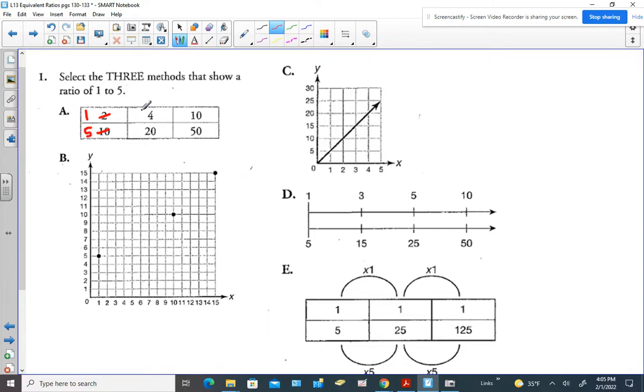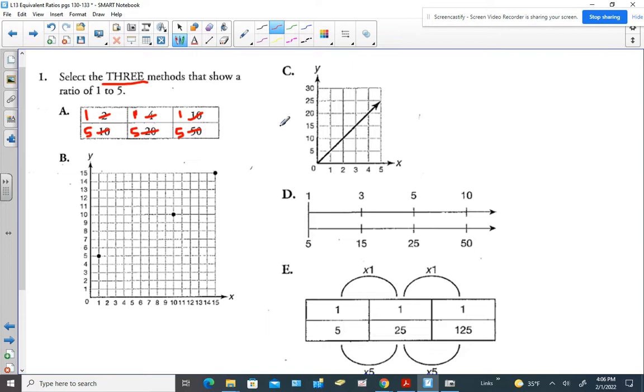But for us to pick that, we have to be able to say that for all the values in the table. These are both divisible by 4. If we do 4 divided by 4, we get 1. And if we do 20 divided by 4, we get 5. So far it's looking good. Let's make sure it works for the last one. These are both divisible by 10. 10 divided by 10 is 1. 50 divided by 10 is 5. So they all show that 1 to 5 ratio. So that's one of the 3 that we're going to pick.